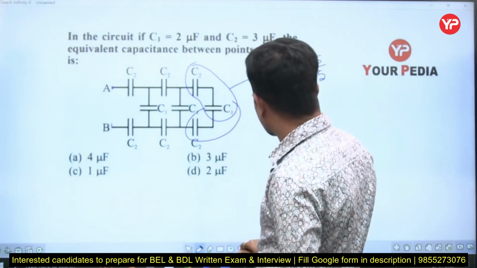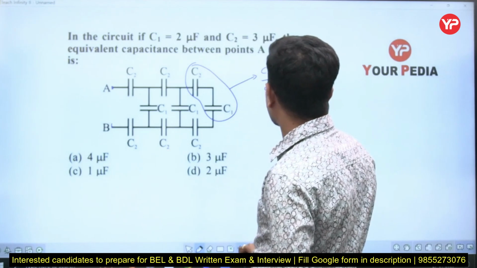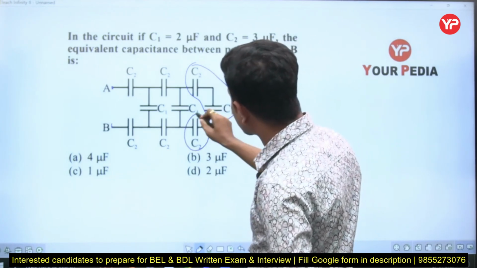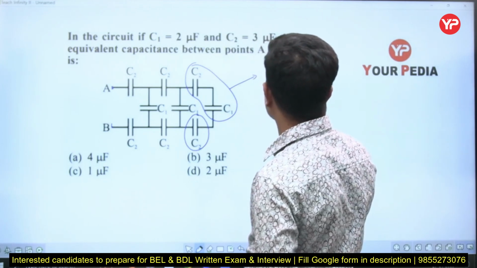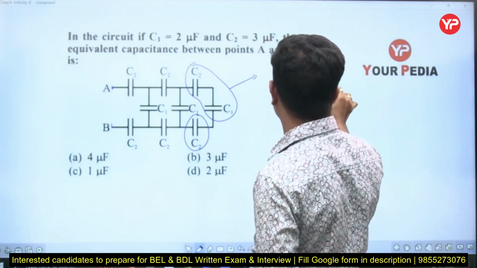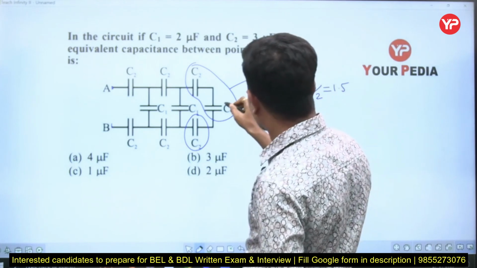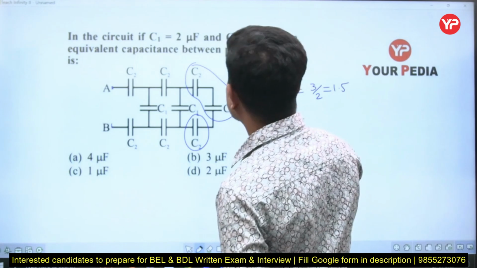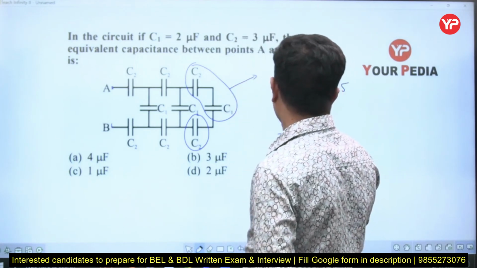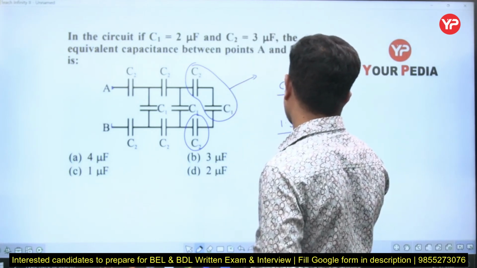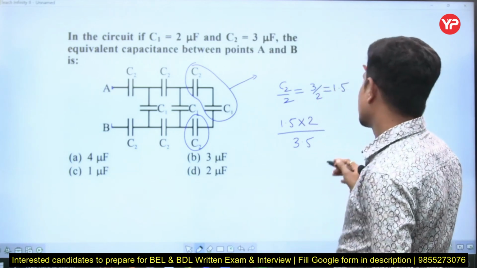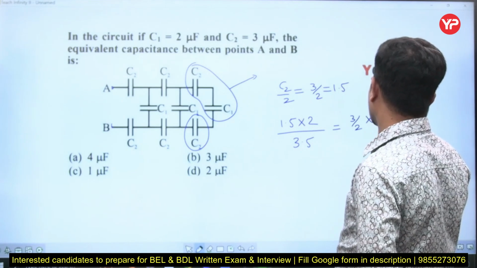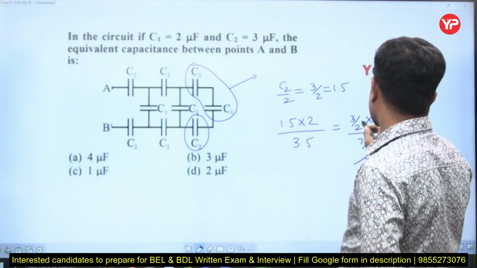Now two equal capacitances are in series, then C2 in series with C2 will be C2 by 2. How much is C2 by 2? It is 3 by 2, that is 1.5 micro. 1.5 in parallel with C1, so 1.5 into 2 by 1.5 plus 2, that is 3.5. So this is 3 by 2 into 2 by 7 by 2, this gone.